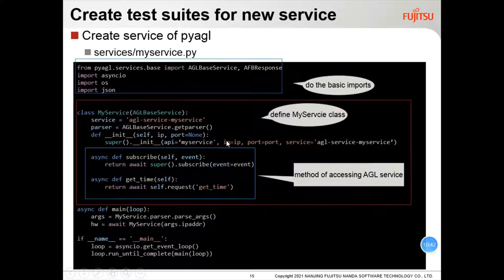In this class, you should define the methods of accessing AGL service. There are two methods here, subscribe and get time. The subscribe and unsubscribe methods are special because all the AGL services have subscribe and unsubscribe verbs. You can use its parent class subscribe and unsubscribe methods, which are defined in the base.py file, like this: super().subscribe.